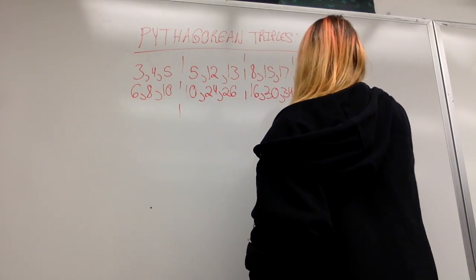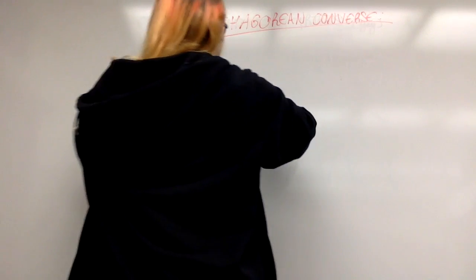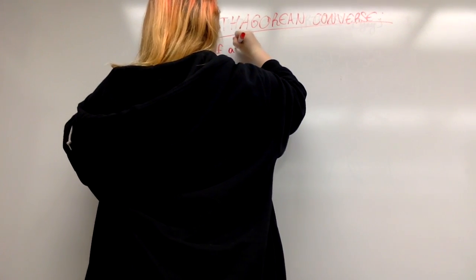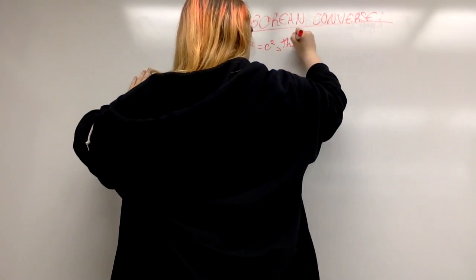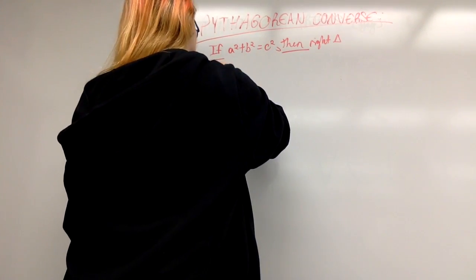Moving on, the Pythagorean theorem's converse. This, being the converse of something, states the opposite of the Pythagorean theorem. If a squared plus b squared equals c squared, then it's a right triangle. Simple, right? Well, yes and no.